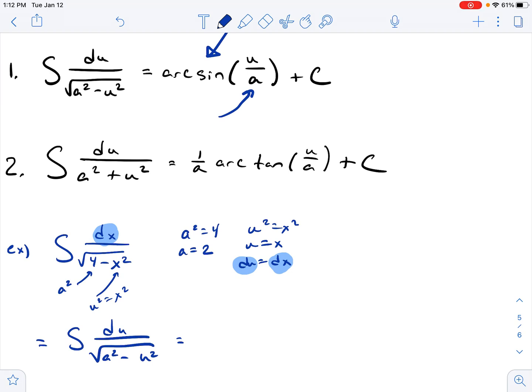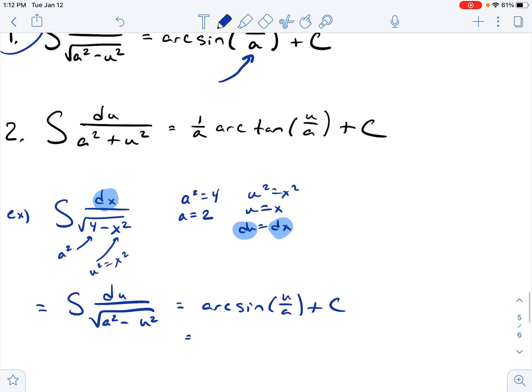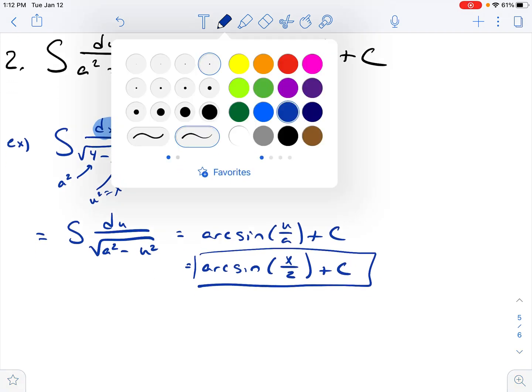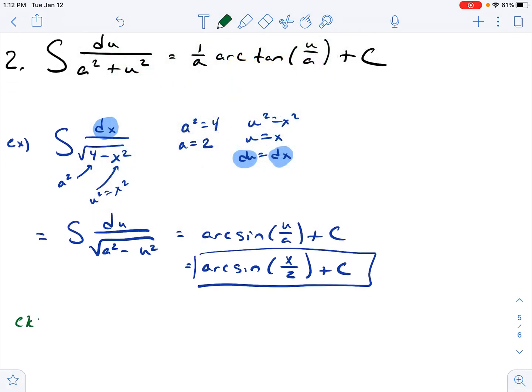Now it's exactly this rule right here. You can literally write it out. That's going to be arc sine of u over a plus c, and now sub in your values for u and a. Arc sine, let's see, u was x, and a was 2. And there you have it, okay? And again, take the derivative if you want to do a check. Now that we know how to take the derivatives of these things, right?